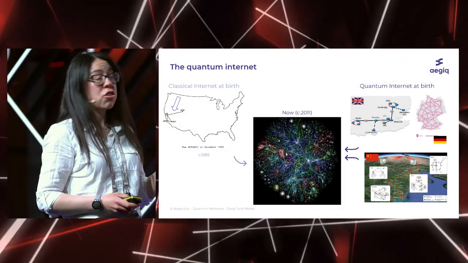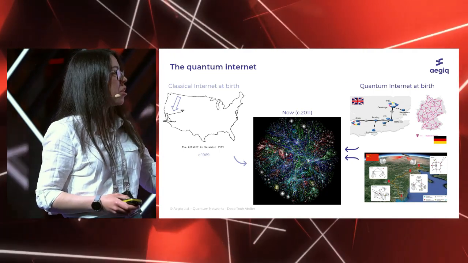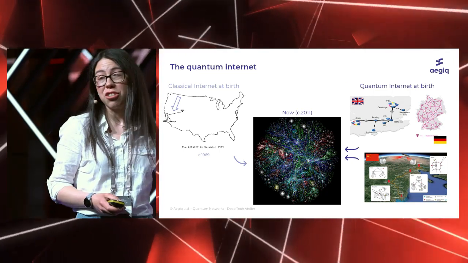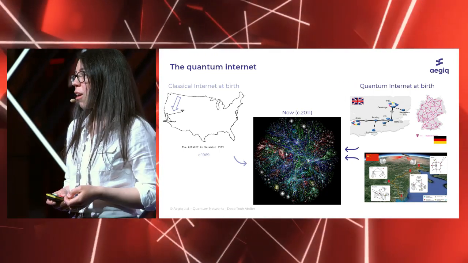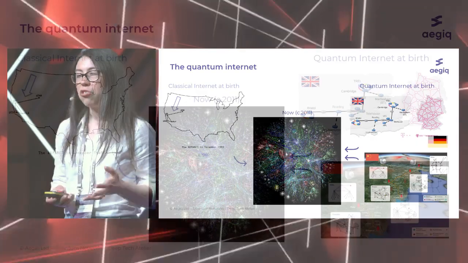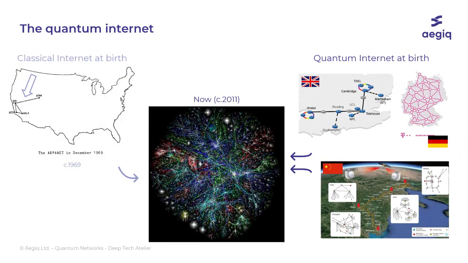If we jump forward to 2011, this image here shows global connections. The different colors represent the connections between different countries and continents. You can see how much it's changed and grown, and we know how much of an impact it's had on our society. We're now witnessing the birth of the quantum internet.